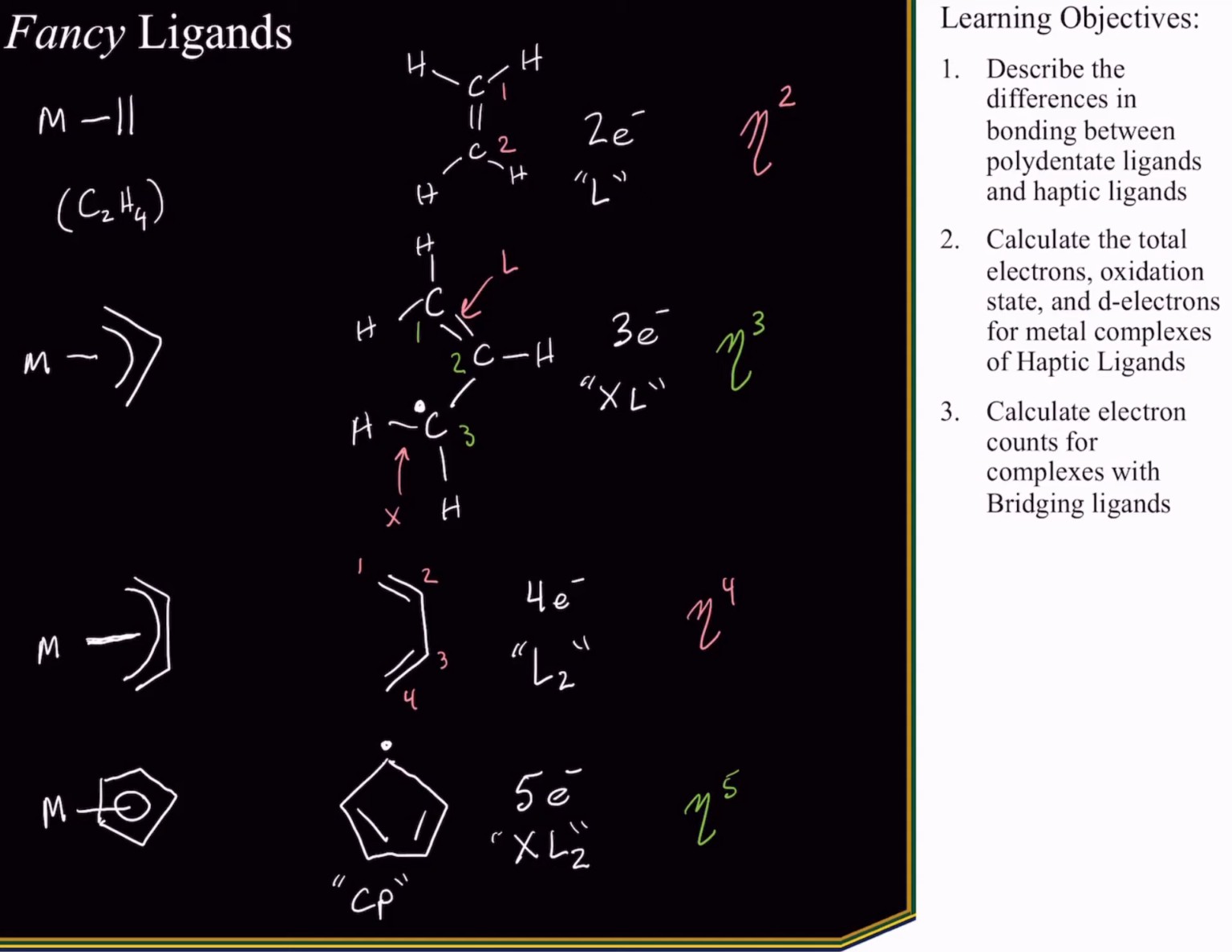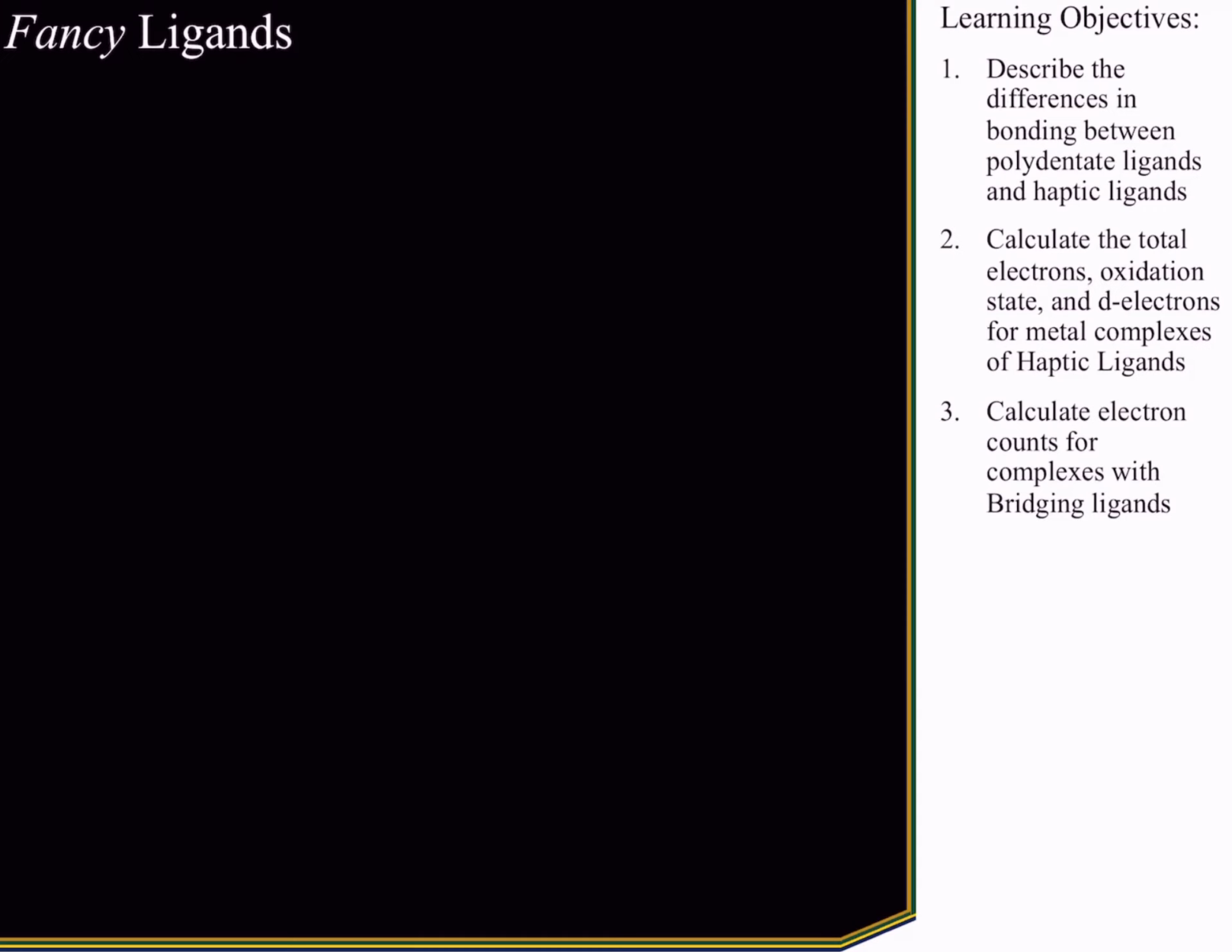So what I'm going to do is give you a little bit of a challenge and just continue this trend out. What would the 6-member system be? So this would just be a benzene ring. How many electrons are donated here? If you're going to describe this using the eta, what value would go up here? What should be our superscript?